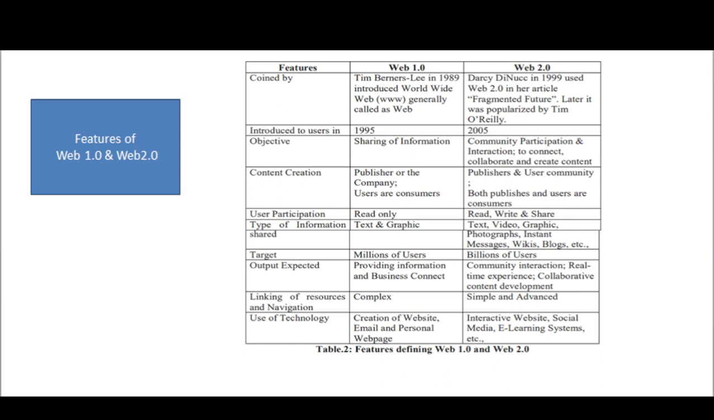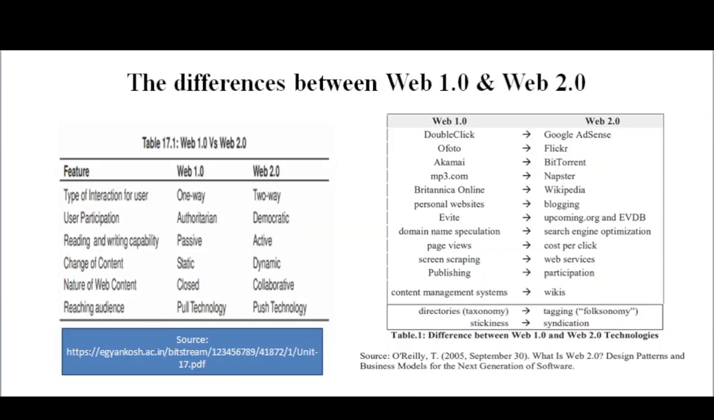Then in this table, Web 1.0 versus Web 2.0, this table mainly demonstrates how the web has transformed from a collection of static, centrally controlled websites and services to a dynamic, interactive, and user-driven platform. This evolution has significantly changed how people create, share, and consume information. Let's discuss one by one. So, DoubleClick.